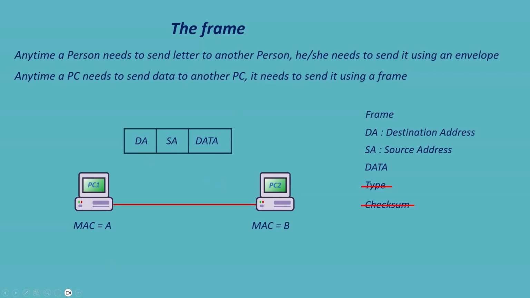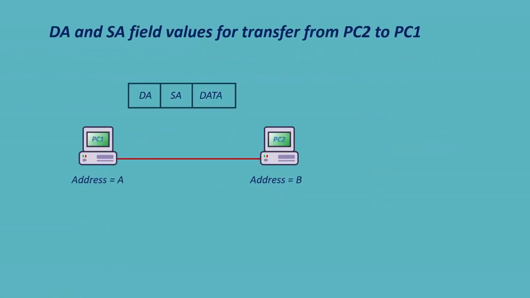Now let's see, if we are to send data from PC2 to PC1, what will be the values of DA, SA, and data? Again, the direction of data flow is from PC2 to PC1. PC2's MAC address is B, PC1's MAC address is A. Okay, let's see. So this is the direction of the flow.